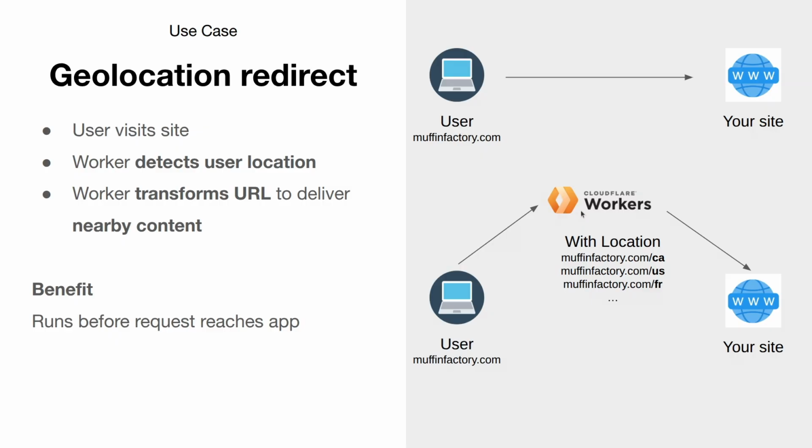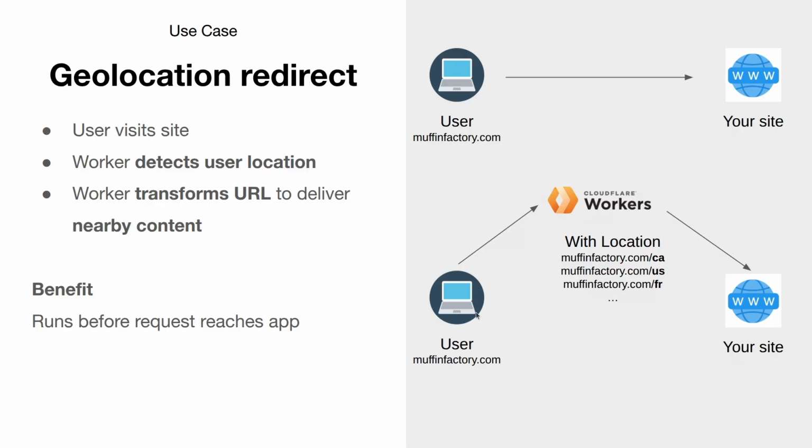One of the huge benefits that the workers provide is that they already know where the request came from. They have very good approximate geolocation built in. Through the object that you get from the worker, it can actually tell you what city, what country, what location, and what approximate latitude and longitude the user is in.